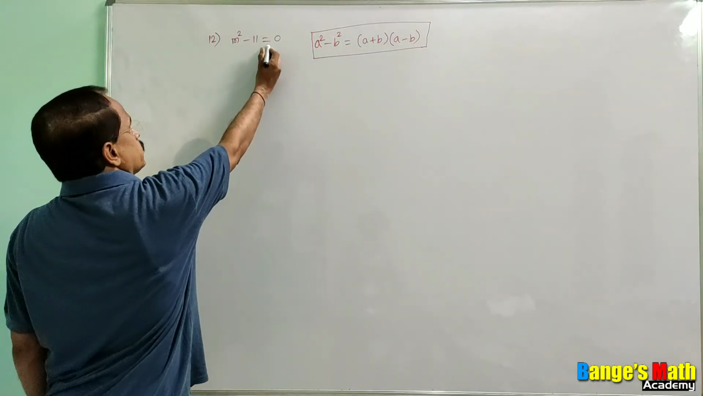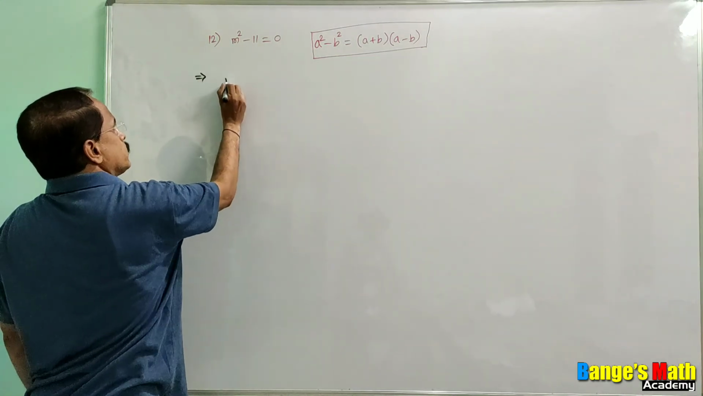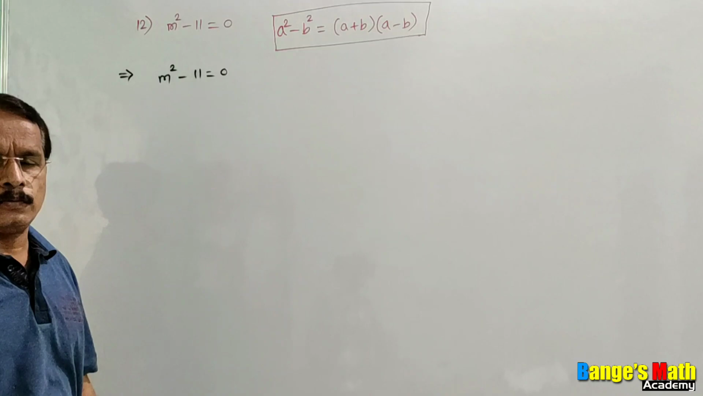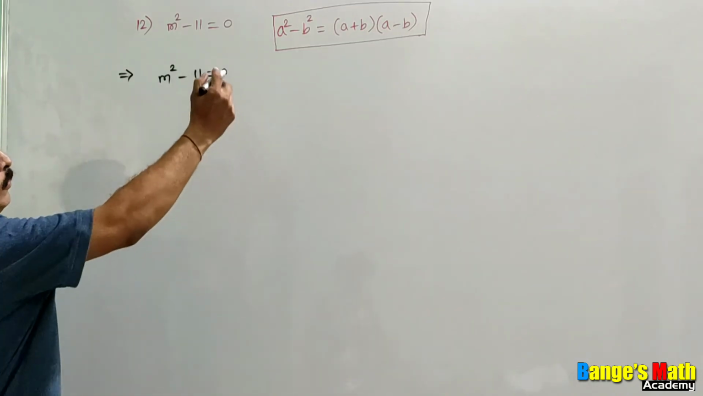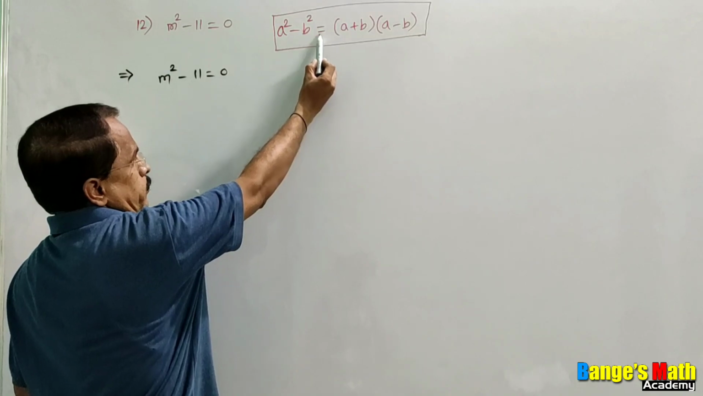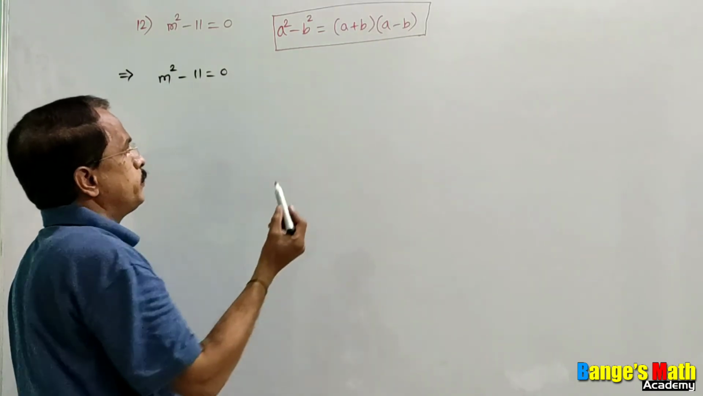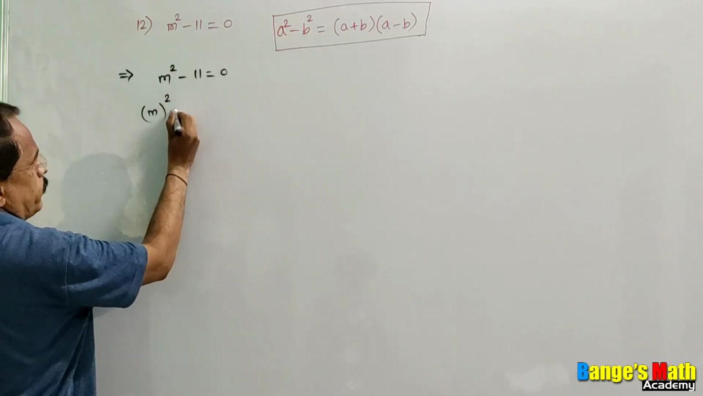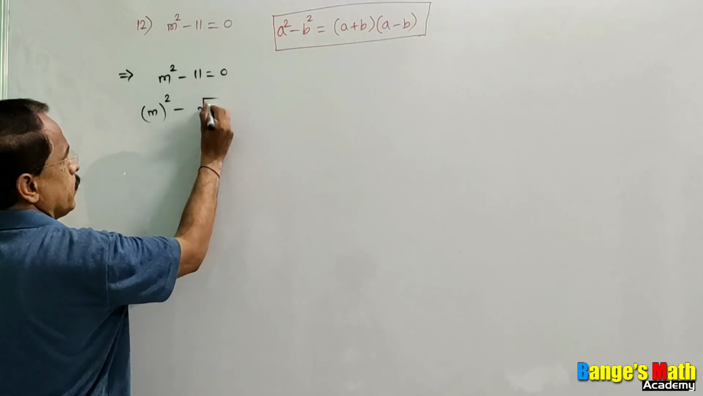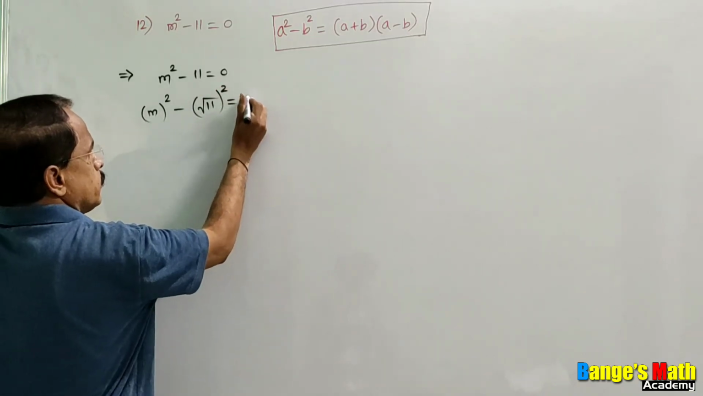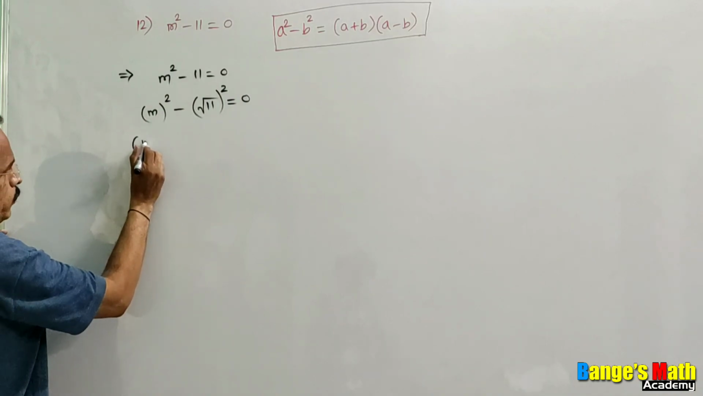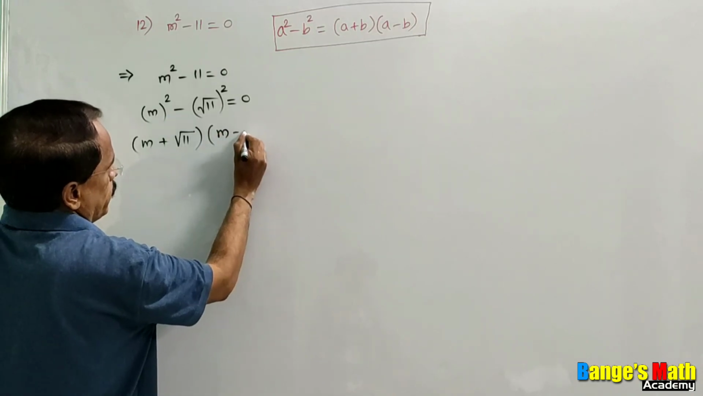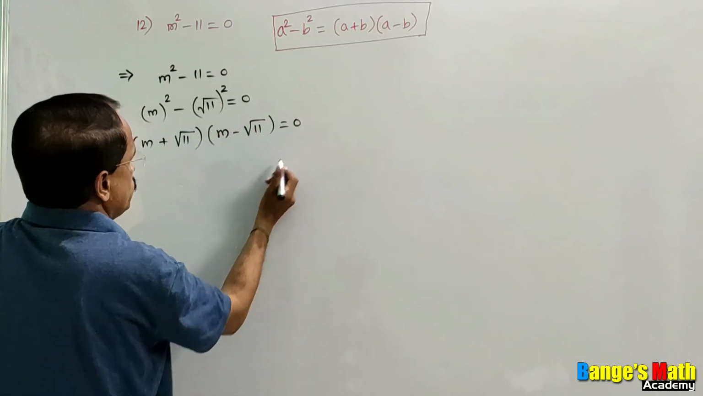12th example, m square minus 11 is equal to 0. Write down the given example as it is: m square minus 11 is equal to 0. We have to find the roots of the given quadratic equation. So by using the expansion formula, a square minus b square is equal to (a plus b) into (a minus b), we write it this way: (m) square minus (root 11) square is equal to 0. In one bracket m plus root 11, into m minus root 11, is equal to 0.